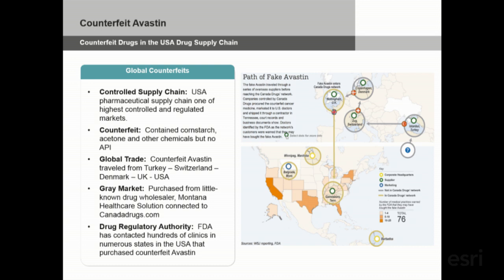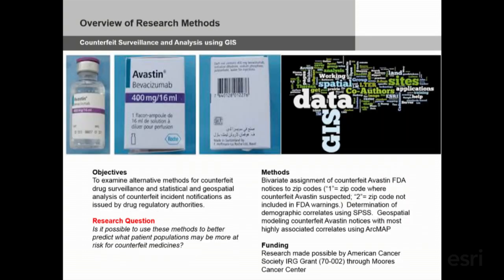What happened after investigations unfolded was this was actually a big global trade in this counterfeit product, all the way from Turkey, Switzerland, Denmark, the UK, and finally to the US. That's how the drug actually got here. This is part of a big area called the gray market, where a lot of pharmaceutical products can enter into this kind of unregulated space and enter into the controlled drug supply chain. The FDA ended up sending out about 1,000 notices at the end over a span of 2 years.